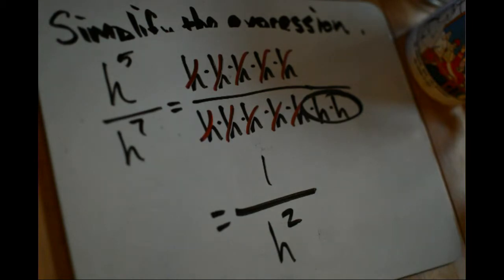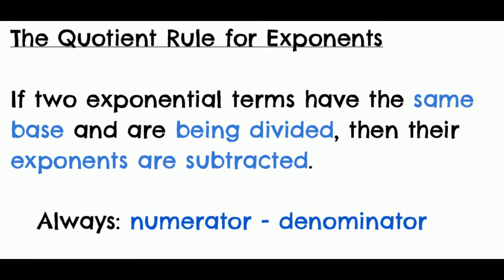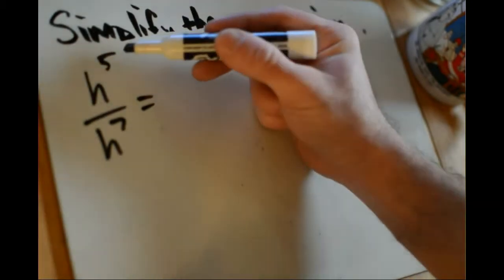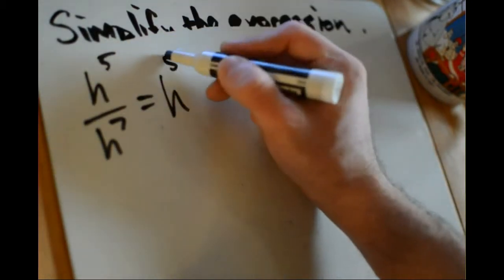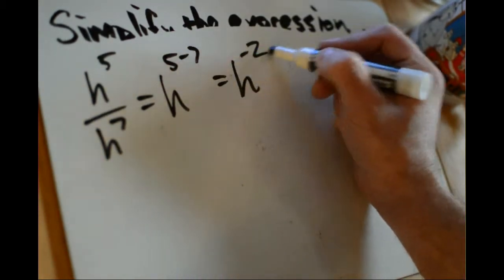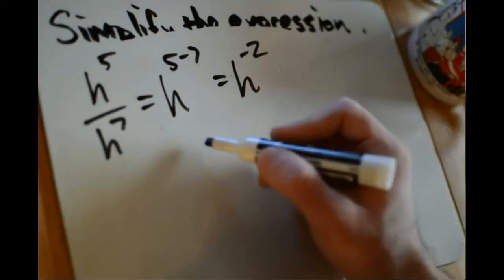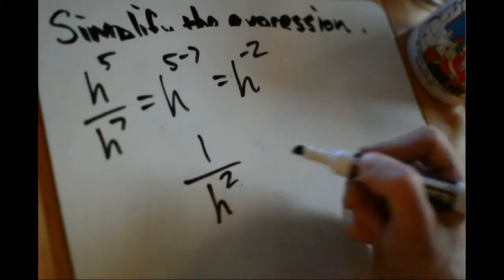So that brings us to the quotient rule for exponents. If two exponential terms have the same base and are being divided, then their exponents are subtracted. And typically we do that in the order of the numerator minus the denominator. Now it's possible that if you do that, like the one we saw before, h to the 5th over h to the 7th, subtracting numerator minus denominator would have given us 5 minus 7, which would be negative 2. But we saw that it actually turned out to be 1 over h squared.